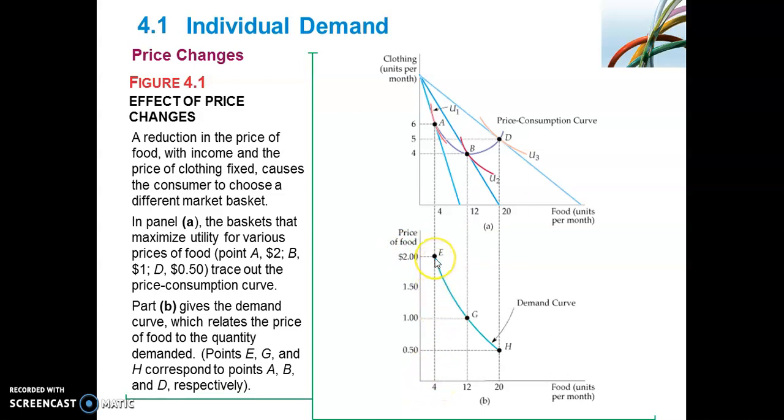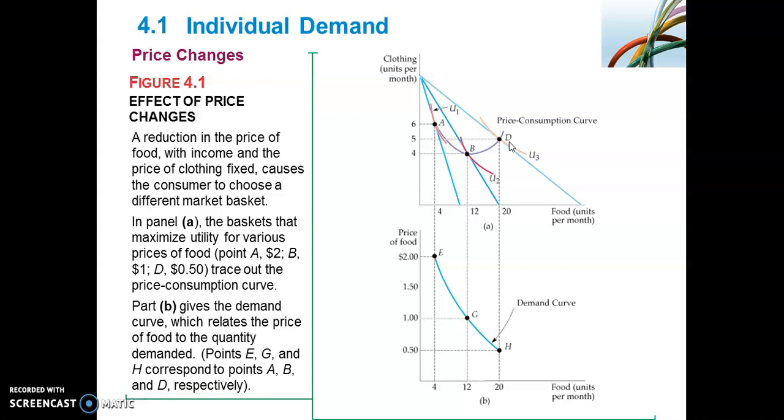Now lastly, let's consider if there is a decrease in the price of food. Remember here, we had a scenario where the price of food had increased and hence the budget constraint pivoted inward. And from this point, the budget constraint pivots outward, and that could come about as a result of the price of food decreasing.